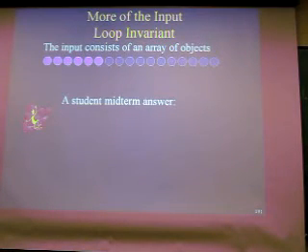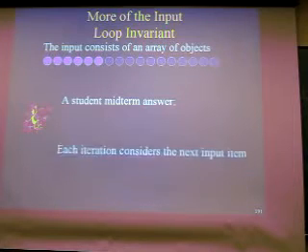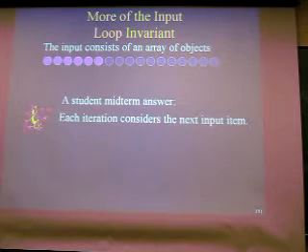On a lot of midterms, I've explained this idea and then asked, tell me what the loop invariant is. And I got this answer a lot: each iteration considers the next input item. So is that a good answer? Why not? When you reach the end, there's no next input? No.